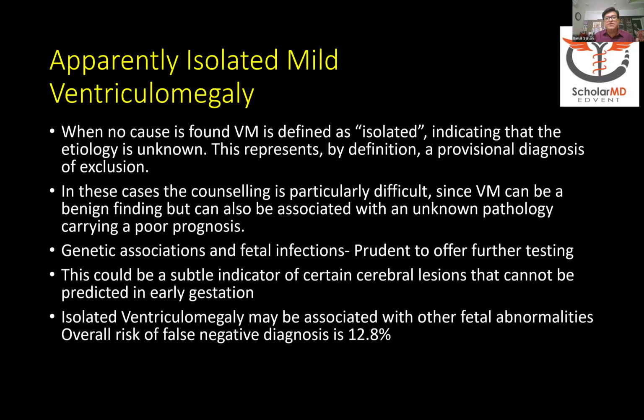This could be a subtle indicator of certain cerebral lesions that cannot be predicted at this stage, but you may find out in the later scans, because the brain is a developing structure. A brain at 20 weeks and a brain at 24, 26 weeks is different, and a brain at 30 weeks is different. And then isolated ventriculomegaly may be associated with fetal abnormalities. Overall risk for a false negative diagnosis is 12.8%. And hence, this for me at this moment is an apparently isolated mild ventriculomegaly. And hence, my step 7 is reporting.